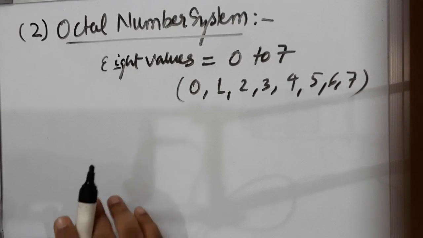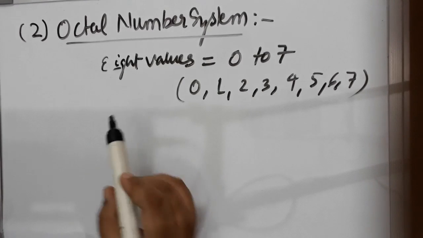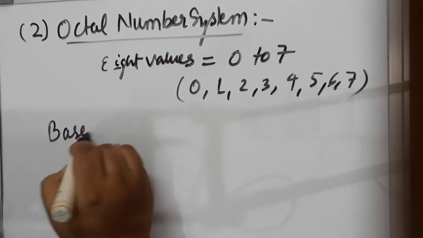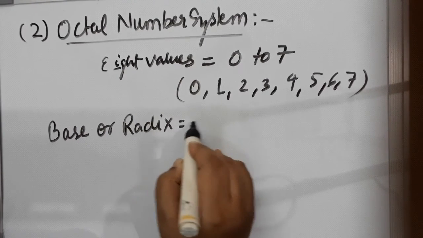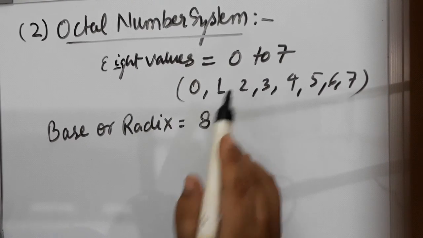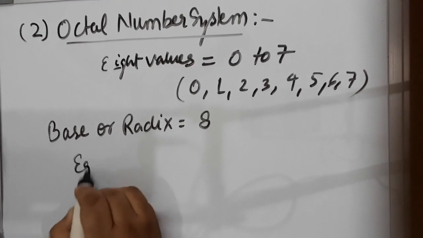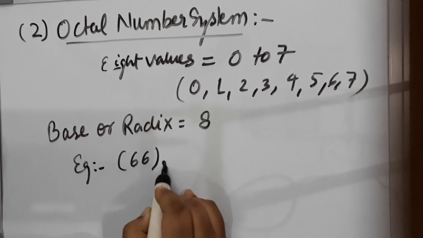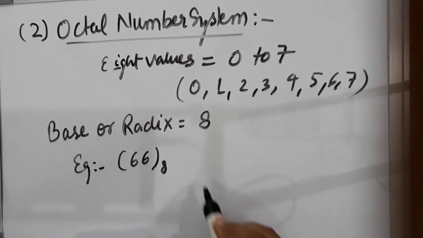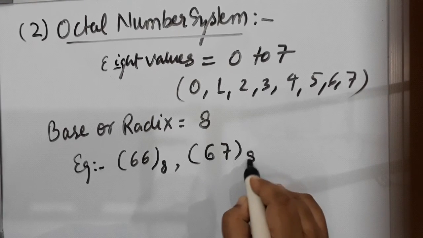Now the octal number system has 8 values, that's fine. It has values from 0 to 7, that's fine. Now coming to what the base, or the radix, of an octal number would be. That will be 8, because it contains 8 digits, that's why it would be 8. And if we see an example, you can say 66 with base 8, so it is an octal number. Now if I take 67, it can also be octal.